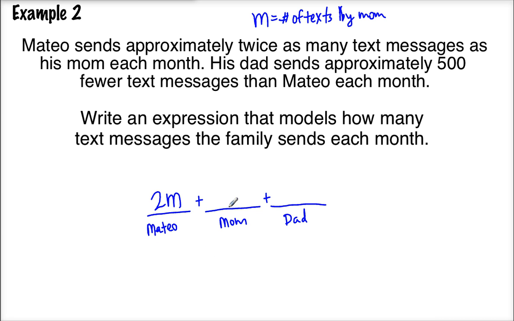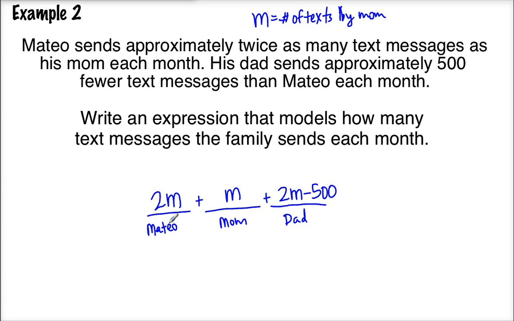How many texts does his mom send? Well, that's the one thing that we don't know, right? So we gave that a variable, M. M is the number of texts sent by mom. So there we go. That's how many texts mom sends. And then dad. It says here, his dad sends approximately 500 fewer text messages than Mateo. Do we know how many texts that Mateo sends? Yeah, we do. It was 2M, right? So if dad sends 500 less than this, that means it would be 2M minus 500.